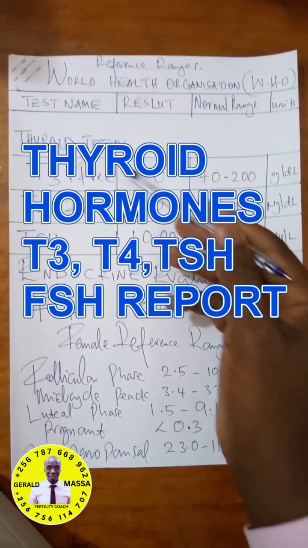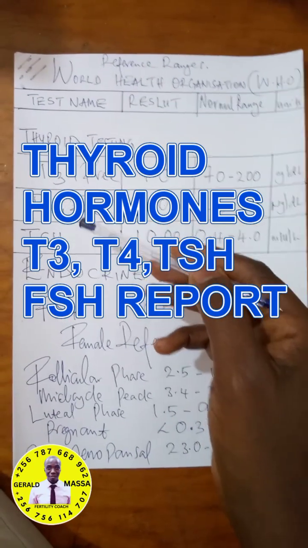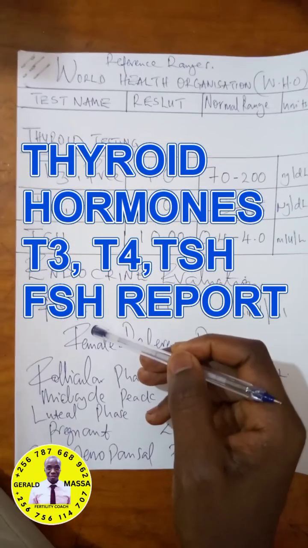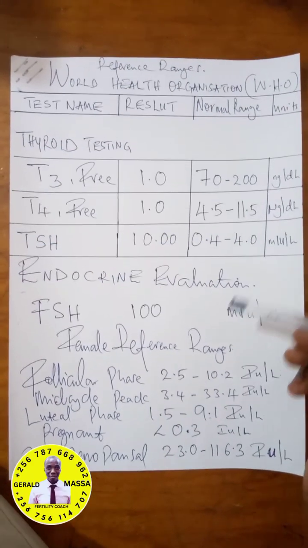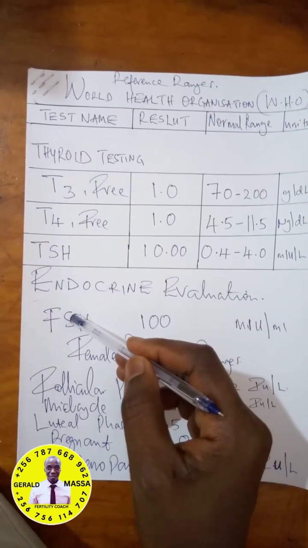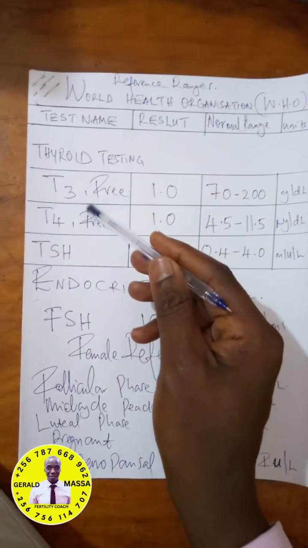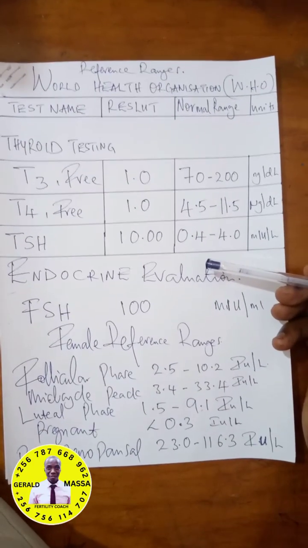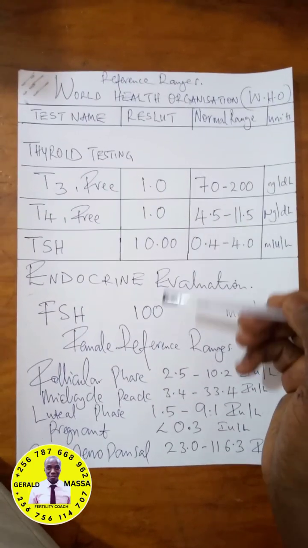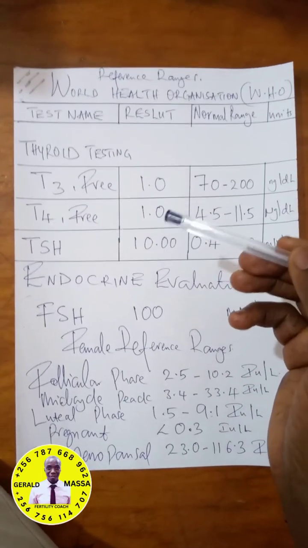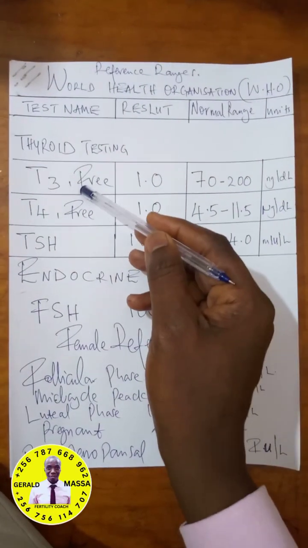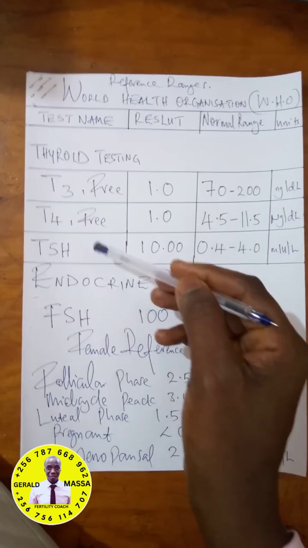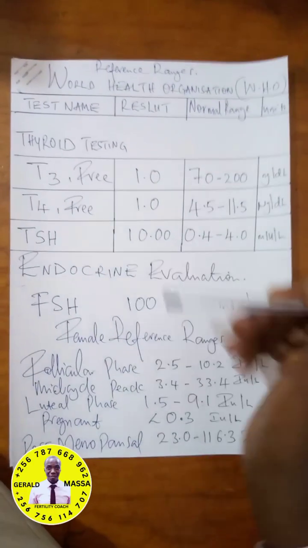Here we are talking about your thyroid hormones T3, T4, TSH, and also your endocrine hormones, FSH. There are many other endocrine hormones, but I've picked out FSH only, and then of course I'm going to discuss T3, T4 and TSH. If you have got your fertility hormonal report and your results are not understandable to you, you are not understanding what T3 means, what 1.0 for T4 means, or what TSH means, then this video is for you.